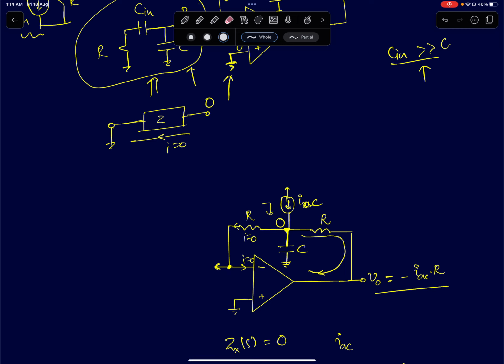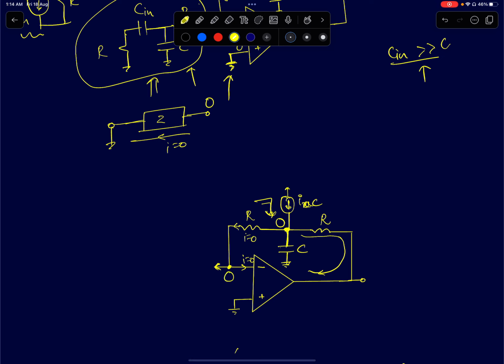Okay, now the next goal is to find out what is the impedance looking at this node here. So I've removed this impedance because no current is flowing through that, and this node is at 0 volts. Now if you look at the circuit here, how do I find impedance? Remember, I can't drive this node with a voltage source and find the current. Why can't I do that?